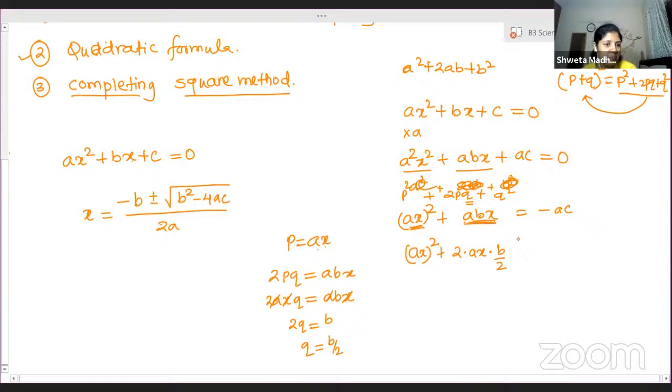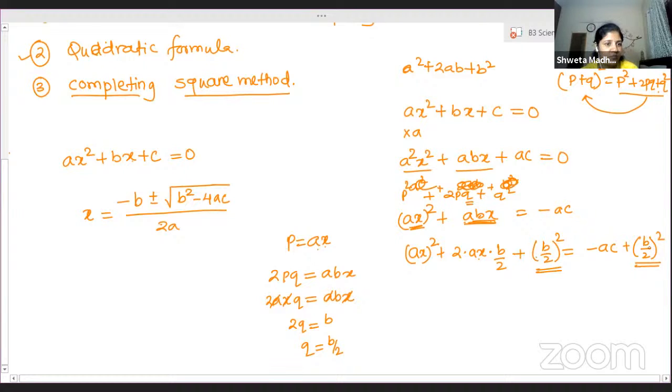Right? So we have written this term in the 2pq form. So what we need to convert this into q square, we need q is b by 2 whole square. Now here we have added b by 2 whole square, then on the other side also we have to add the same, so that the equation does not change. We have taken only this term extra and added it to both the sides.